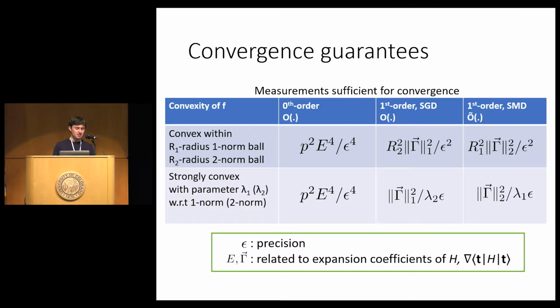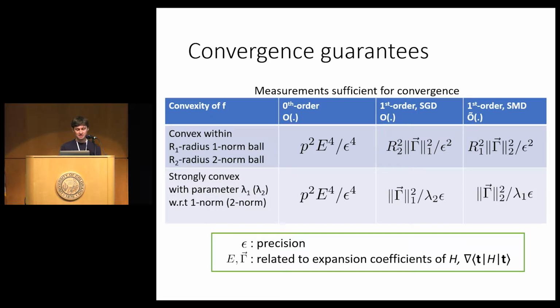We also consider whether we have an additional promise on F that it is strongly convex with respect to the 1 norm or 2 norm. So these bounds depend on a lot of parameters. Some of them involve the size of the feasible set that we're optimizing in.